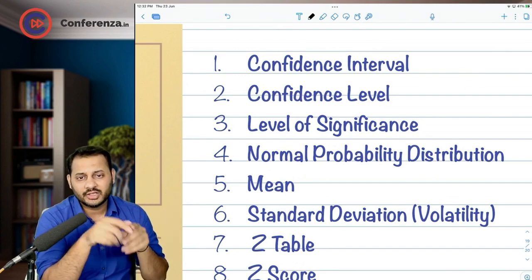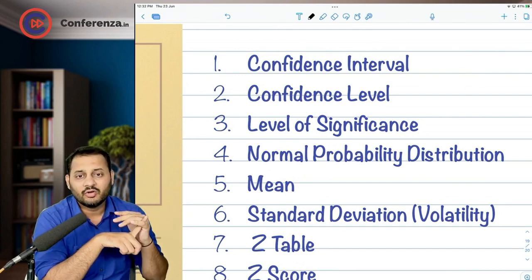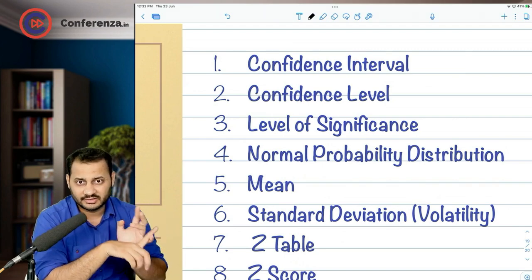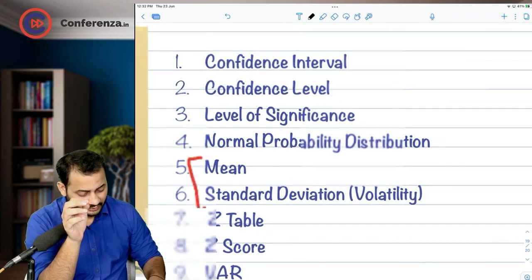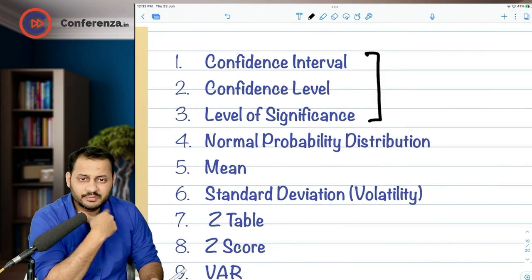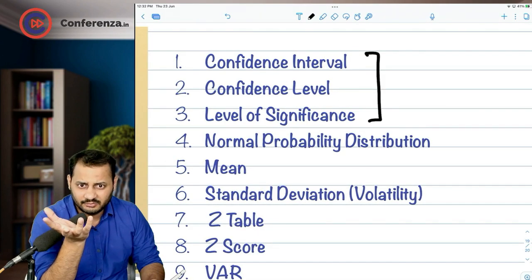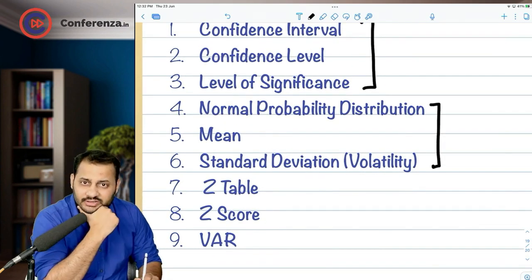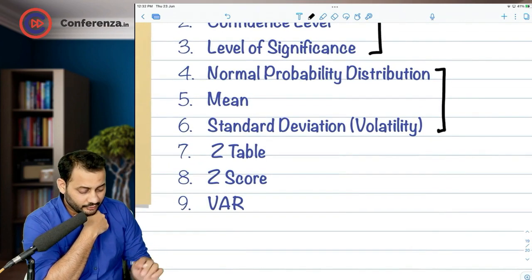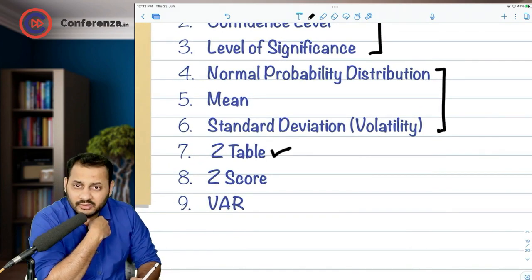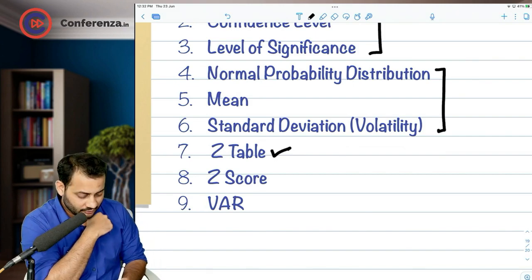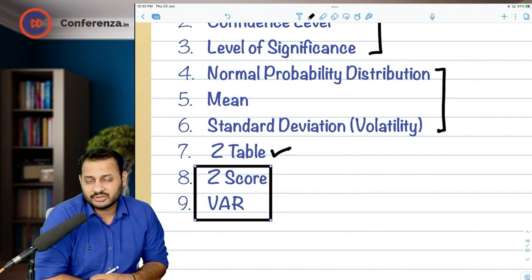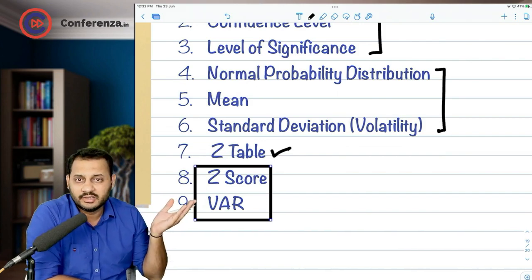So we are going to start from the very first, that is confidence interval, then confidence level, then level of significance. First, we are going to learn about these three concepts, just a basic understanding about it. Then we are going to use this in Z table along with that, and then we are going to understand or derive the formula for these two last concepts, which will be useful in the coming questions.